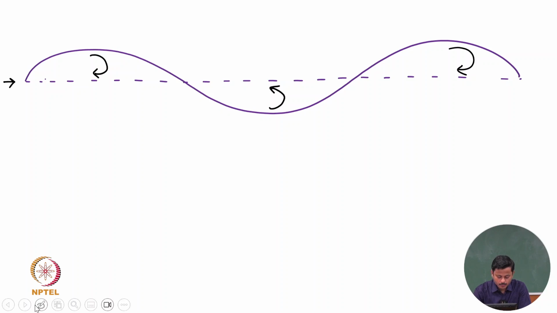Okay, now we know about the regions 1, 2 and 3. We are clear about what is happening at these regions. Now I have marked two points A and B, which are at the initial location. The dotted line is the undisturbed state.